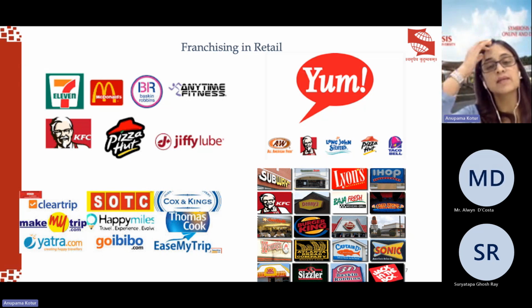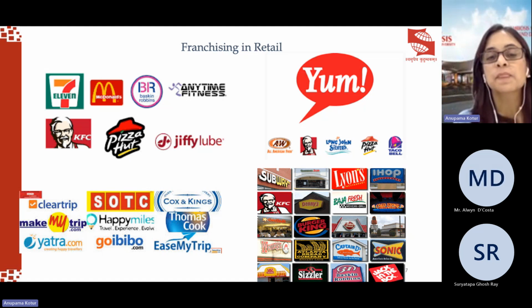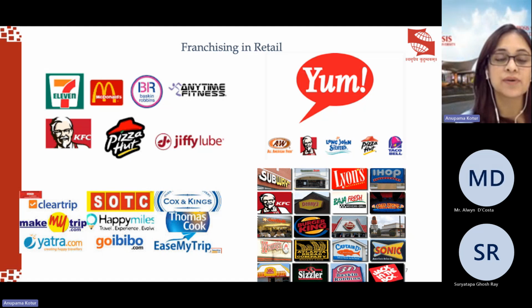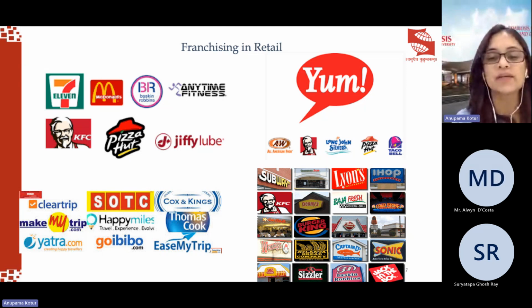Okay. Do we have any businesses in India that operate on the franchising model? In India, McDonald's, your KFC, Pizza Hut, Baskin Robbins, a lot of these operate in the franchising model. Is it only to do with restaurants and F&B? Hardly so. You have travel companies, even Cox and Kings, your Thomas Cook also operate on the franchising model.